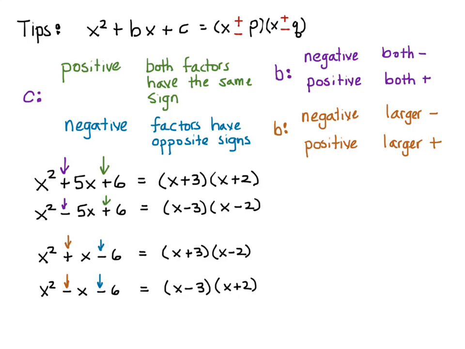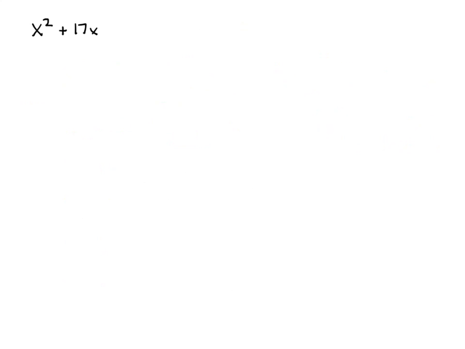Okay, so it's just a way. Now, even when we're going to get a coefficient in front of this x squared, these rules will apply. So look at that last term. If it's positive, they'll both have the same sign, either both plus or both minus. If it's negative, only one of them will. Okay, go through a couple examples here.